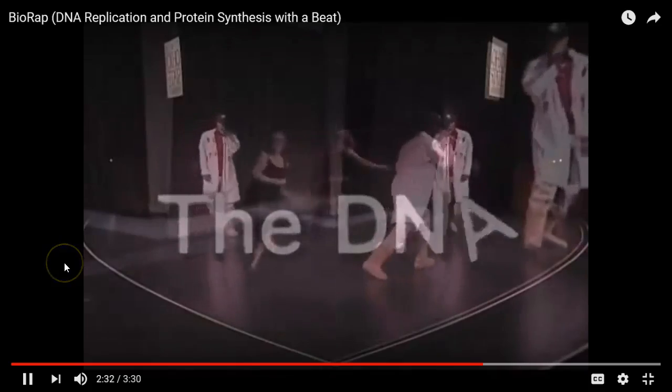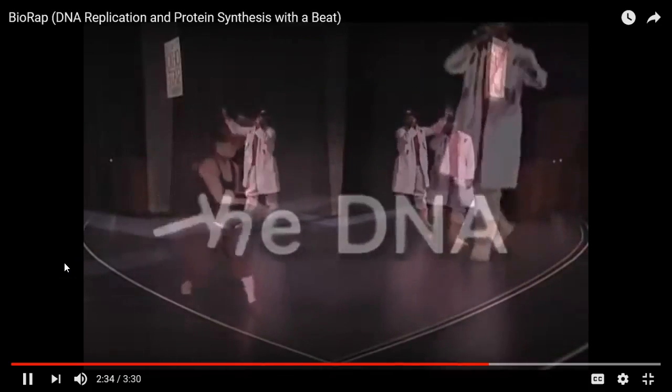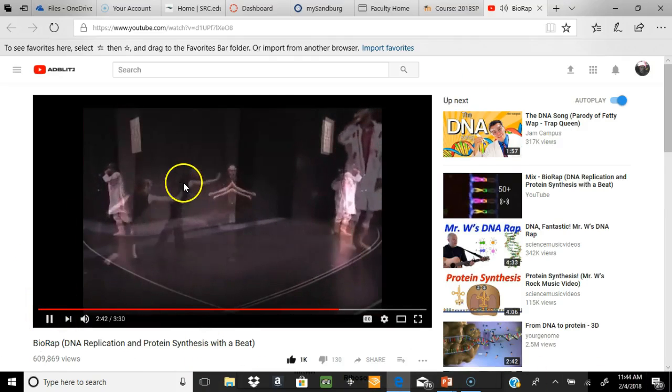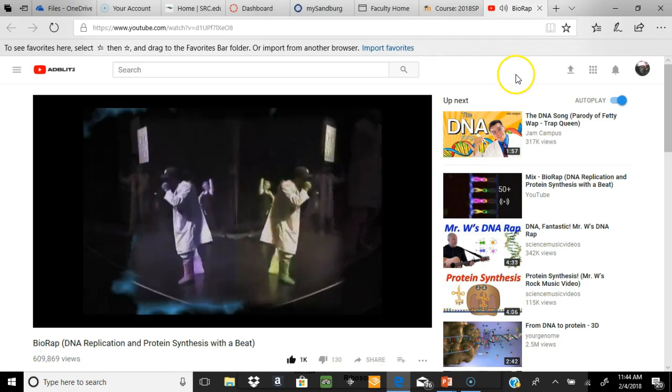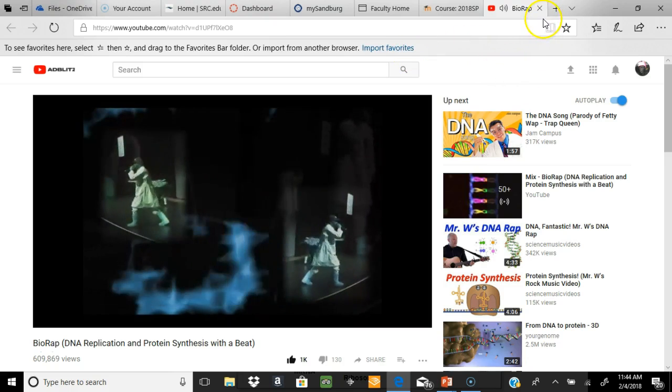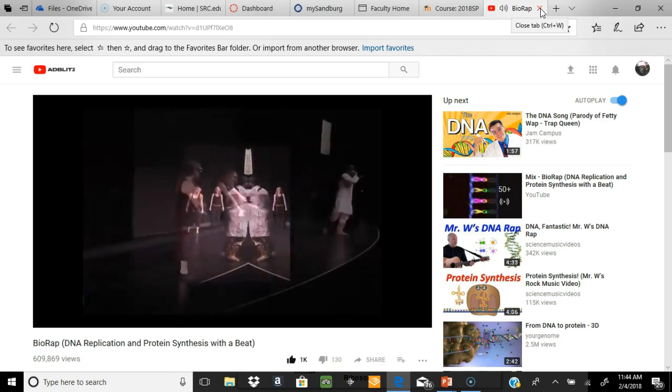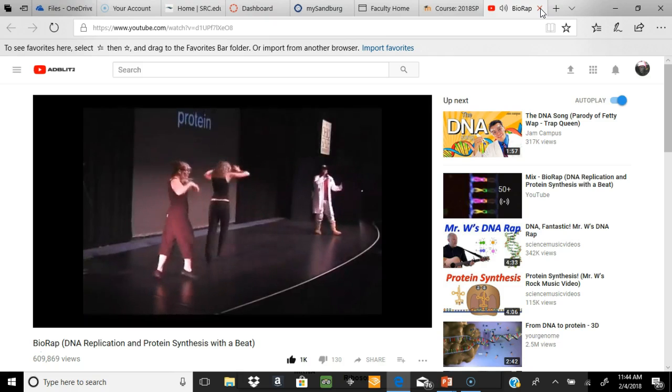The DNA, the DNA, the DNA, makes proteins. The DNA, the DNA, the DNA, makes protein. The DNA, the DNA, the DNA, the DNA, the DNA, the DNA, the DNA, makes protein. DNA, the DNA, the DNA, the DNA, the DNA, the DNA, the DNA, makes protein.